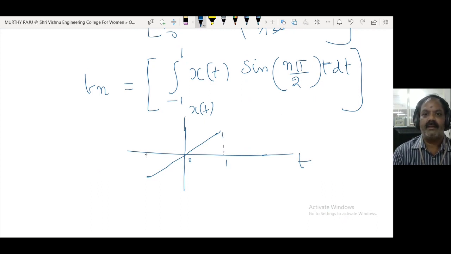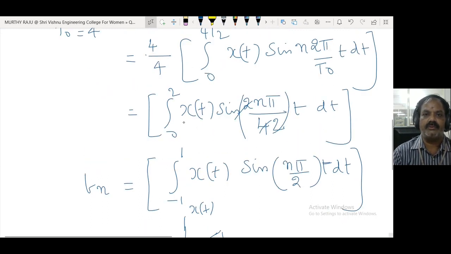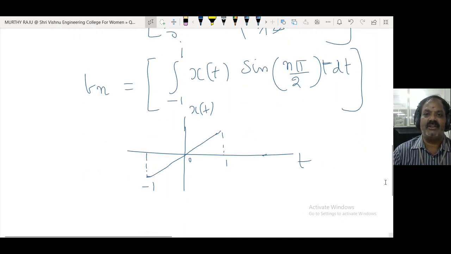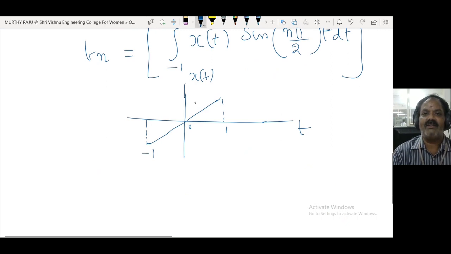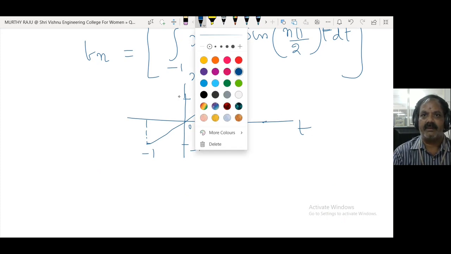Here 1, here -1, because here 0 to 2 is replaced with -1 to +1, meaning it doesn't change. Here the value is -1, here +1. Need not mention plus. That is 1, +1.